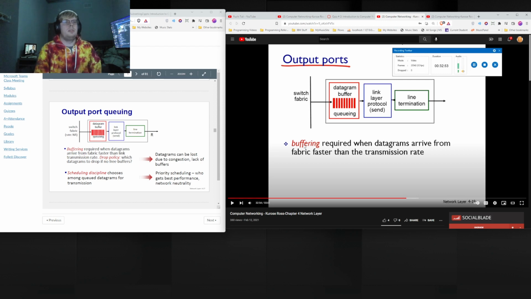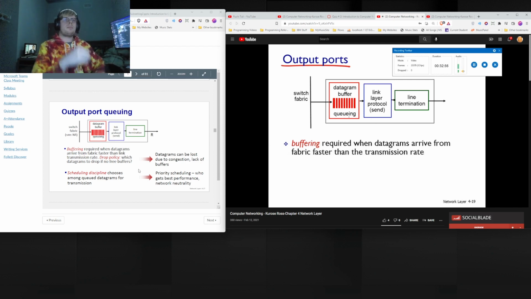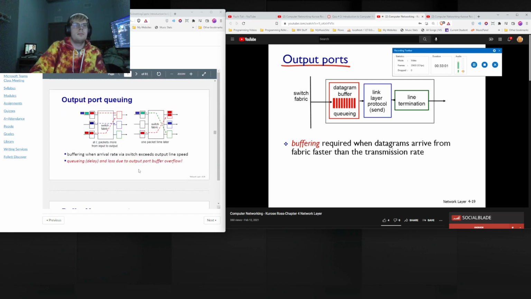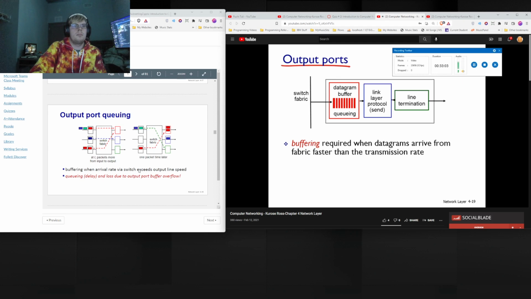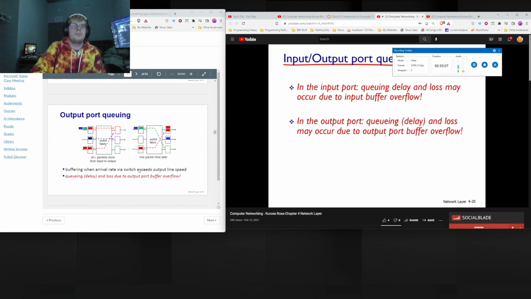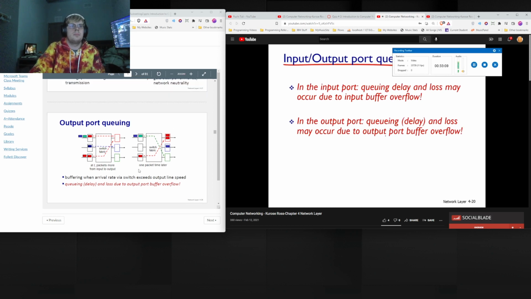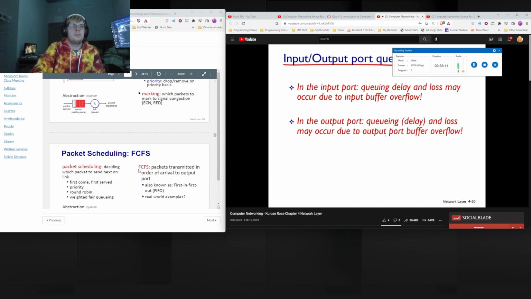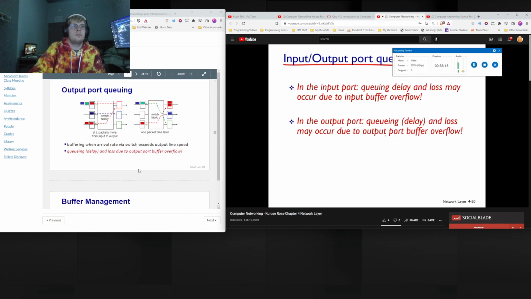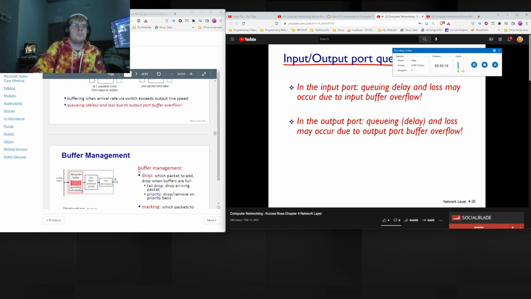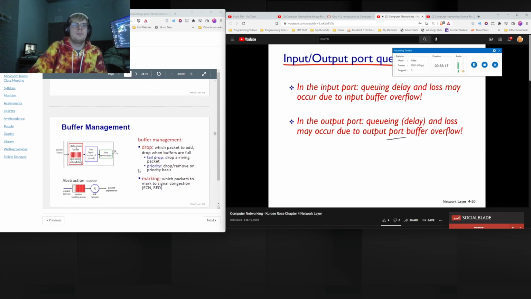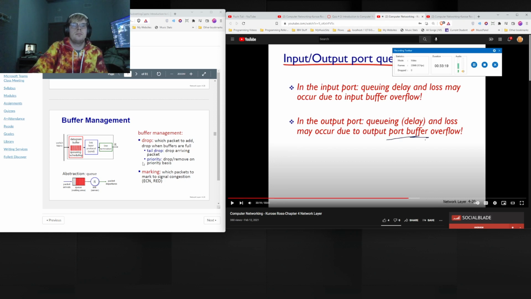scheduling discipline. So if you see, it buffers, it queues, then it sends, then it terminates. Buffering is required when datagrams arrive from the fabric faster than the transmission rate. So in the input port, queuing delay and loss may occur due to input buffer overflow, and in the output port, queuing delay and loss may occur due to output buffer overflow.